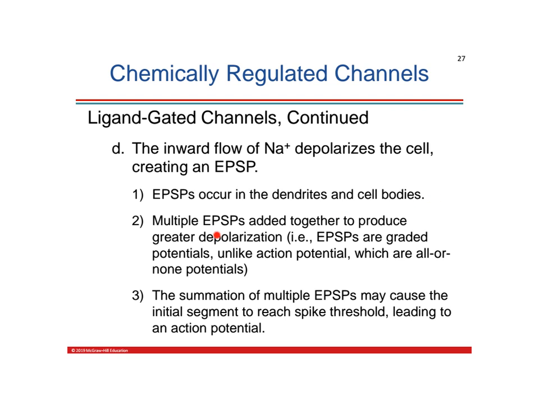But let's imagine there's multiple EPSPs all coming together at around the same time. These could add together and create a greater depolarization. So in other words, they would summate. And remember, the EPSPs are graded potentials. So unlike an action potential, which is all or none, these can add together. So then you have the summation of multiple EPSPs. And this may cause the initial segment of the axon to reach spike threshold, and that could then lead to the generation of an action potential.